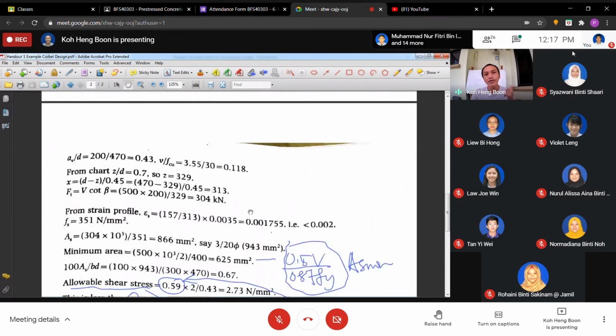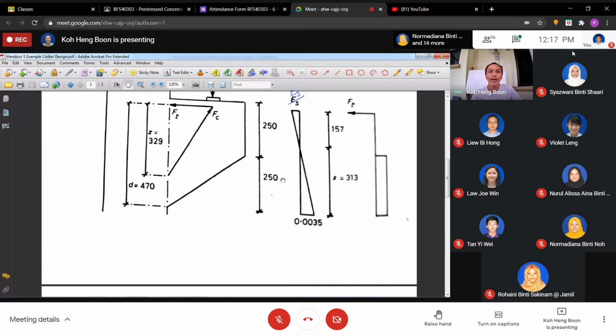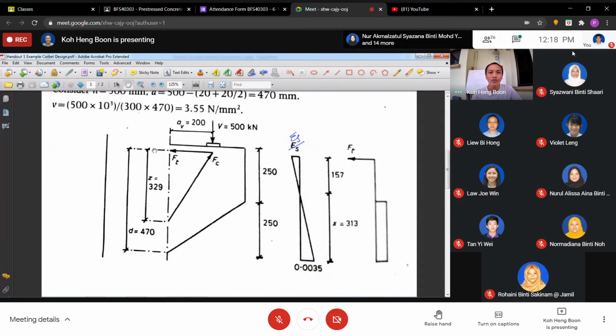So we are going to use the design chart to get the X, and after we get the X, actually we can get the FT. We can get the FT because, basically, the FT is based on this triangle diagram. You know the angle here, we know this one is 329, we know this is 200, so we know this angle. So based on this triangle, what is FT?